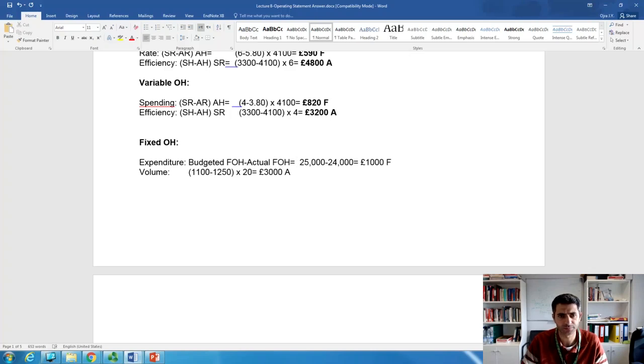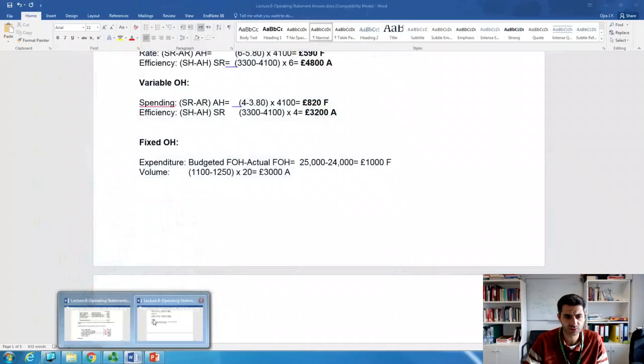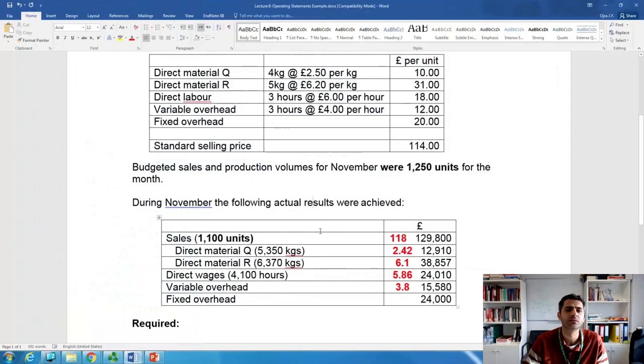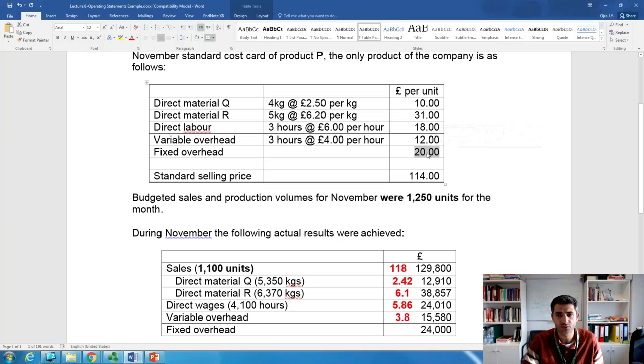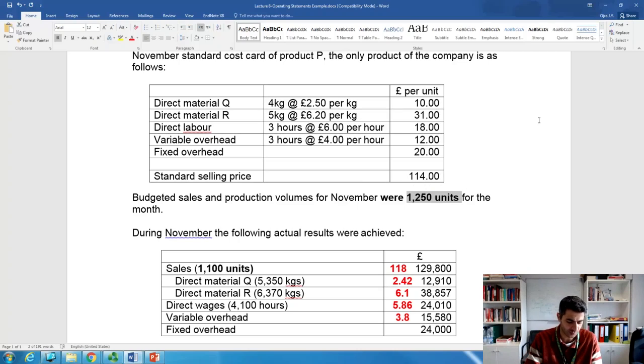Let's have a look. Is the budgeted fixed overhead £25,000? Look at the question: total budgeted fixed overhead. The budgeted fixed overhead per unit is £20, and if you multiply this by the budgeted production units, which is 1,250 units, 20 times 1,250 equals £25,000.